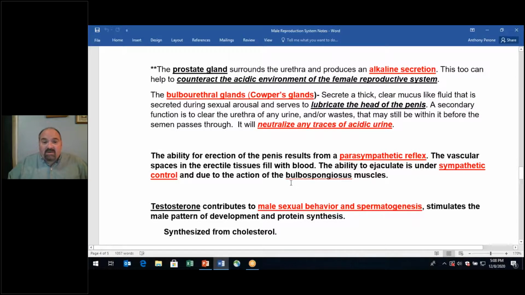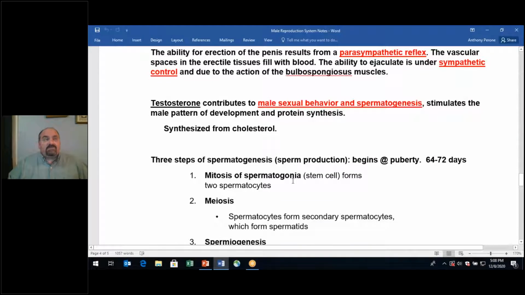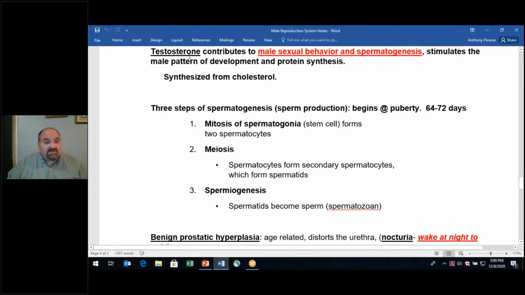As far as when it comes to the ejaculation for the male, the erection itself would be the parasympathetic reflex. Sympathetic control would be for the actual ejaculation to occur. So parasympathetic for the erection, sympathetic for the actual ejaculation. I mentioned to you about testosterone being a masculinizing hormone.